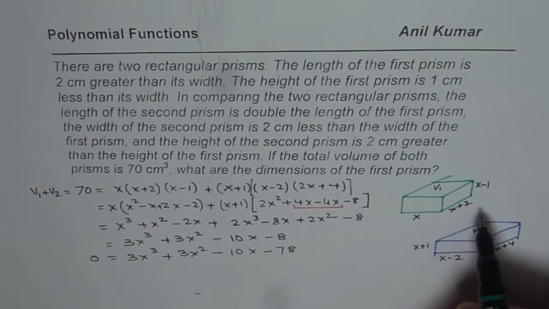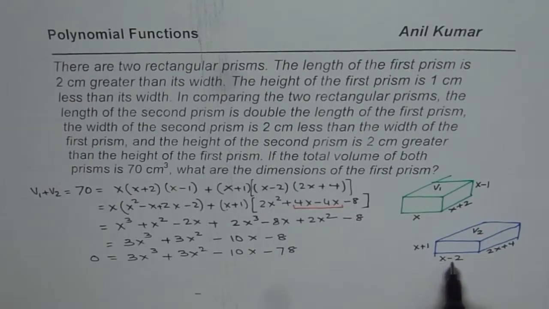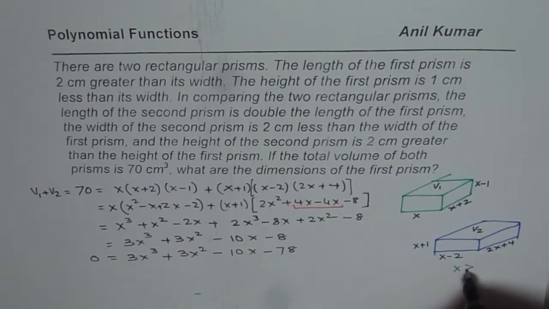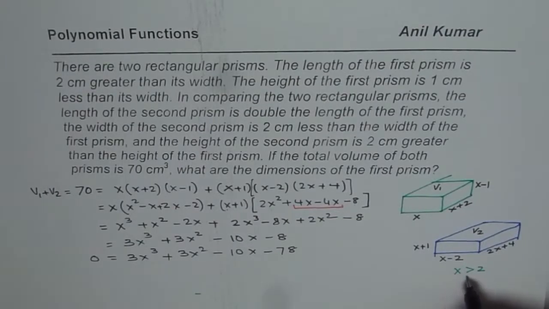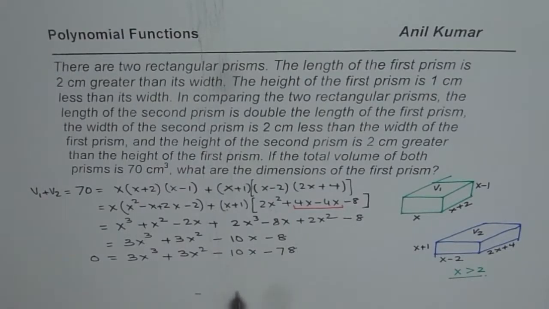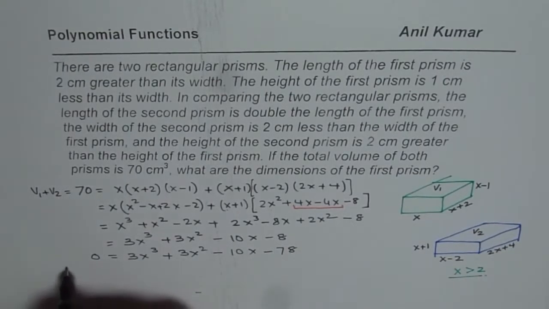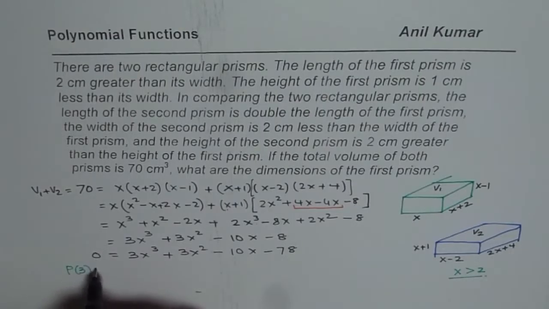One thing you should also know from here, x minus 2 indicates that x has to be greater than 2, right? Otherwise this dimension will be 0. So x has to be greater than 2. Now 78, what are the factors of 78? 7 plus 8 is 15. So you could have 3 as your factor. So let us try p of 3. So what is p of 3 equal to?